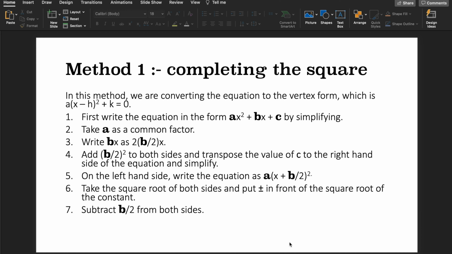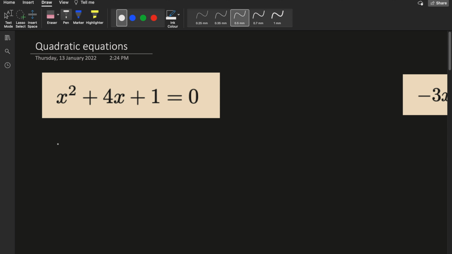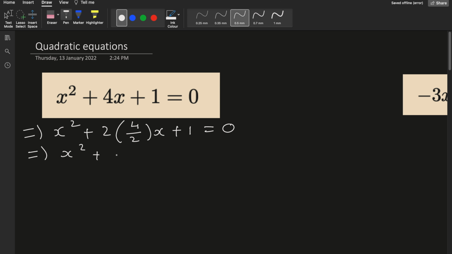Okay, let's solve a few equations to make sure this is engraved in your mind. We'll start with the first equation. The first step was to take a as a common factor, but here a is 1, so we don't have to really take it. The next step was to write bx as 2 into b divided by 2 times x. So x squared plus 2 into 4 divided by 2 times x plus 1 equals 0. Let's simplify this: it is 2 into 2x plus 1.